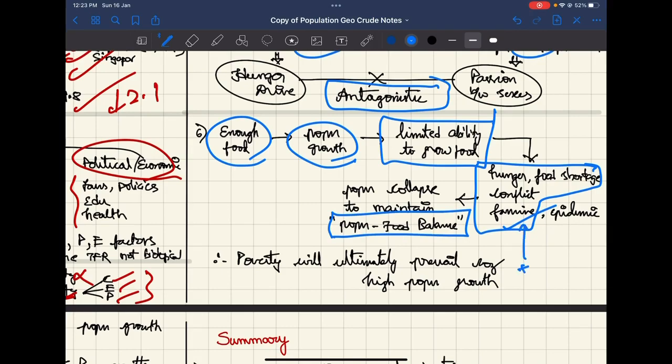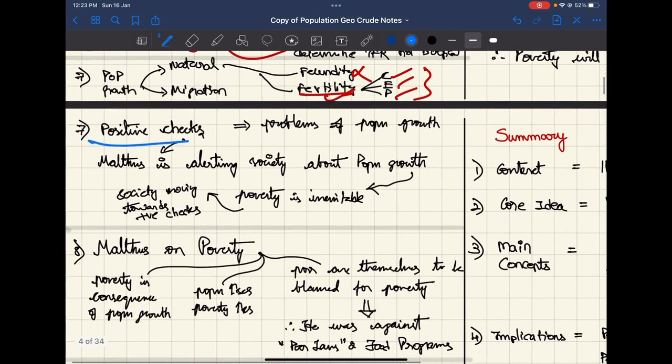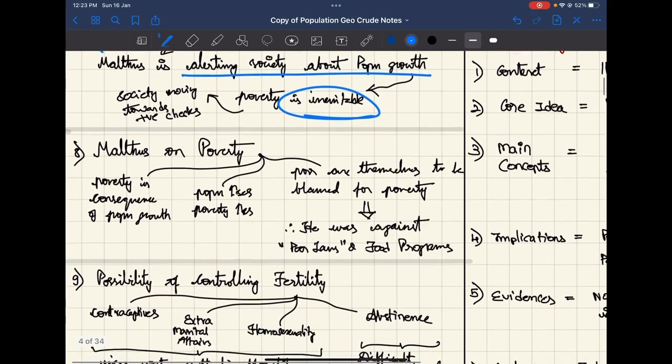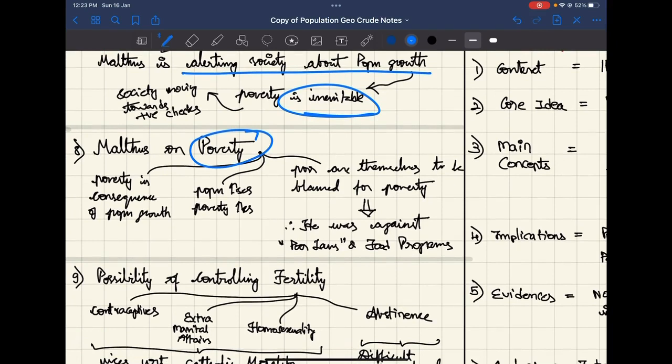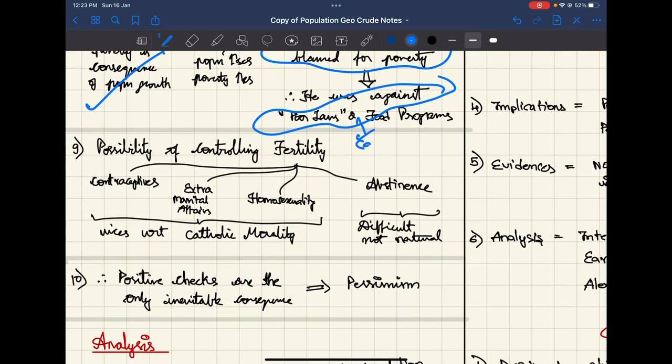These are the positive checks. According to him, the positive checks are inevitable. In this way, he is alerting society about population growth. Also, Malthus and poverty. According to him, poverty is a consequence of population growth. The poor are themselves to be blamed. He was against poor laws. He instead talked about capitalistic production.